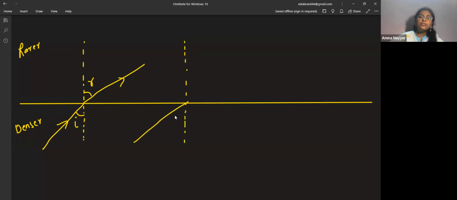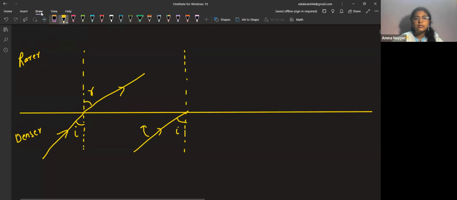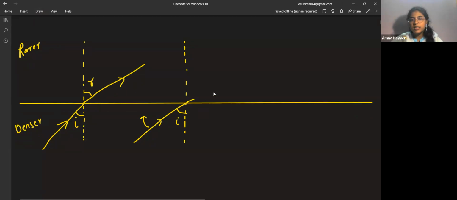This angle of incidence increases a bit, which means this ray is shifted towards the horizontal. Fine, the angle of incidence increases. So what is noticed? It's noticed that this angle of refraction also increases.